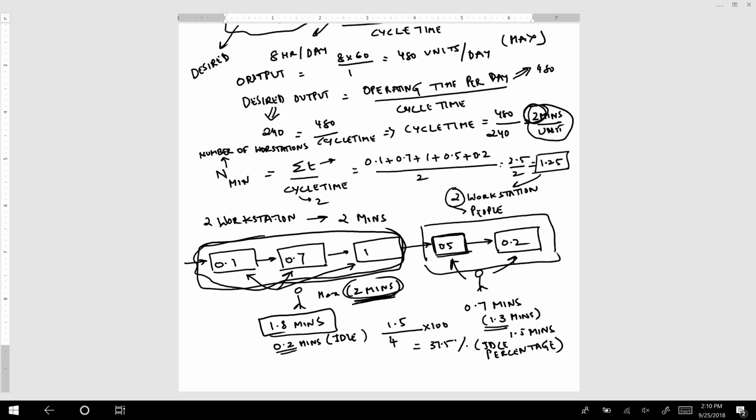And if you want to calculate the efficiency of the system, you have to do 1 minus percent idle time, so that is 100 minus 37.5, which is 62.5. So the efficiency of this system when we assign 2 people would be 62.5% and the idle time would be 37.5%. You are trying to approximately assign the same time. It's not necessary it will turn out to be exactly the same, but that's okay as long as you try to achieve the goal of assigning equal times to each of the workstations. So this concludes my introductory lecture on line balancing. Thank you.